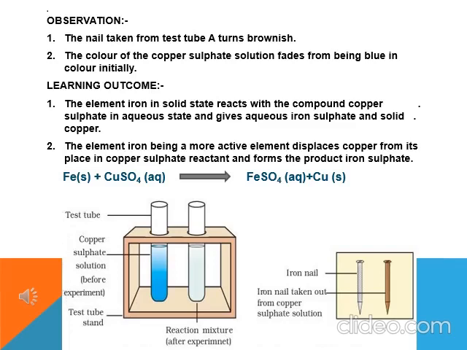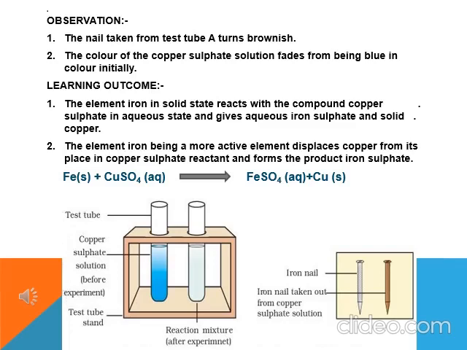Then what would be learned from this reaction? The element iron in solid state reacts with the compound copper sulphate in aqueous state, forming iron sulphate and solid copper. So the displacement reaction has taken place. See the reaction written in this slide. We have taken iron and copper sulphate solution. So iron, being more reactive, displaces the copper from its solution.